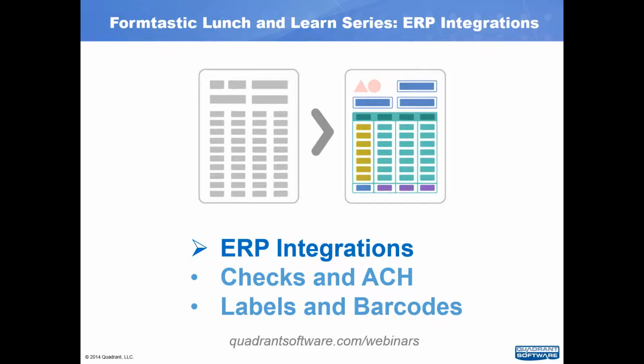Now what you're going to learn on today's presentation is how Formtastic, which is our IBMi document modernization solution, can integrate with your ERP system to convert your ERP-generated spool files into professionally designed documents and to help you automatically export those documents to PDF or TIFF formats, then distribute them to anyone who needs a copy, and finally to archive them in your document management system or a designated folder on your network or IFS.